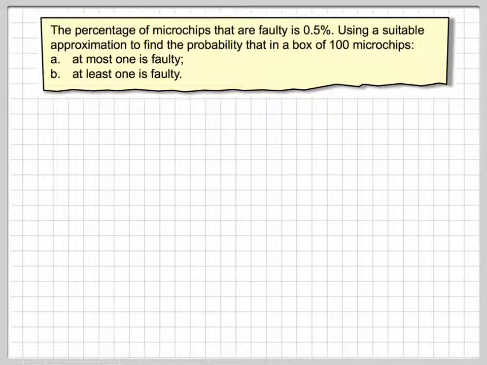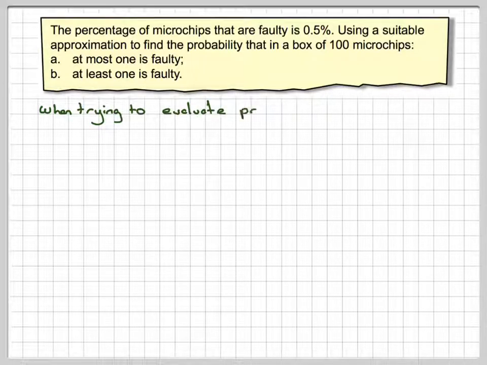Right, in this video, what we're going to do is to show that a binomial distribution can be approximated using a Poisson distribution. He says the percentage of microchips that are faulty is 0.5%. Using a suitable approximation, find the probability that in a box of 100 microchips, at most one is faulty and at least one is faulty.